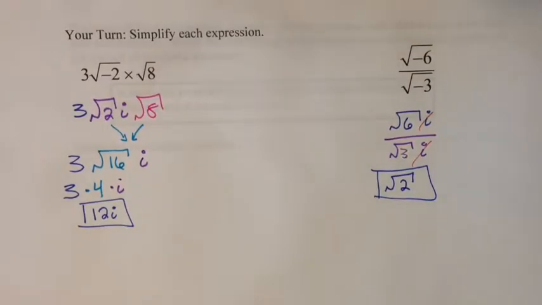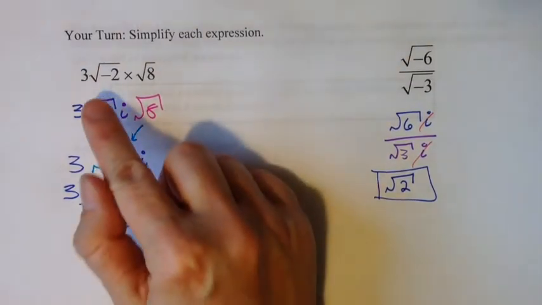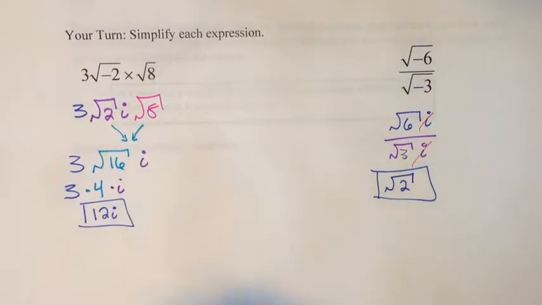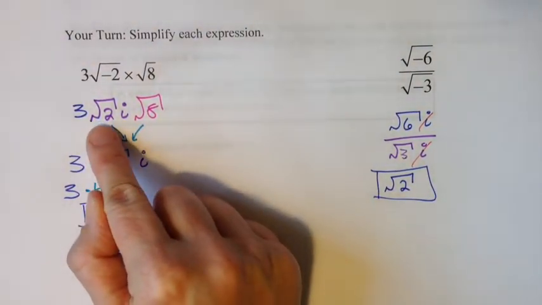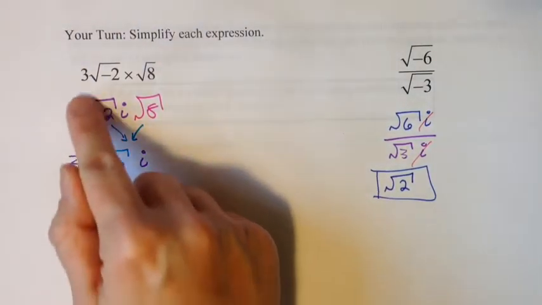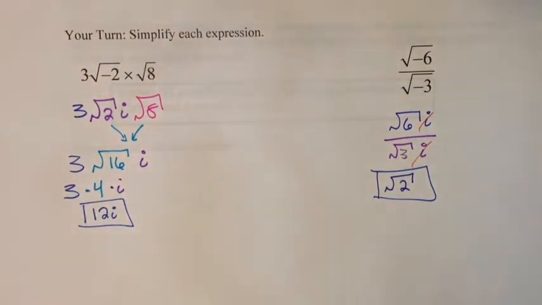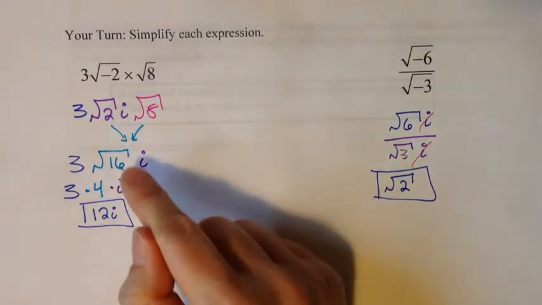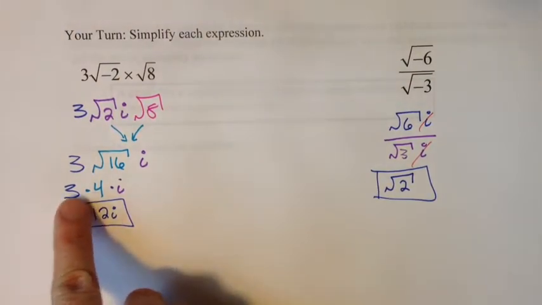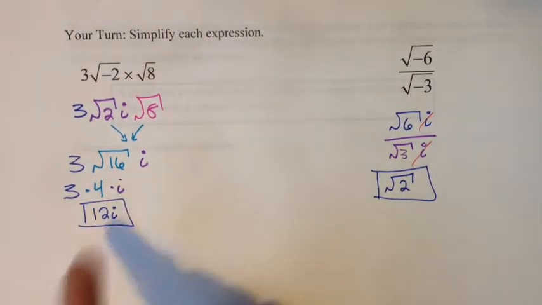And we're back. In my first example, we had 3 times the square root of negative 2 times the square root of 8. So the first thing to do is to rewrite that square root of negative 2 as the square root of 2 times i. Now I can combine my square root of 2 and the square root of 8, becoming the square root of 16. The 3 and the i are still coming along, being multiplied along here. The square root of 16 is a nice number, 4. So now I have 3 times 4 times i, which is 12i.